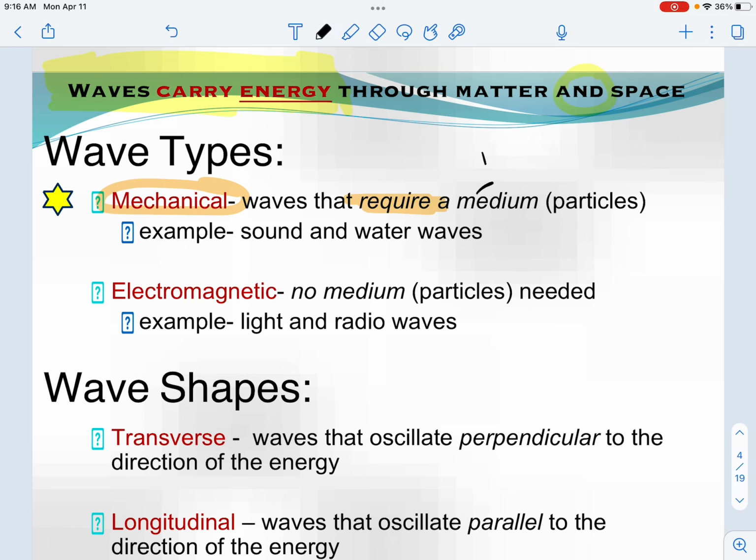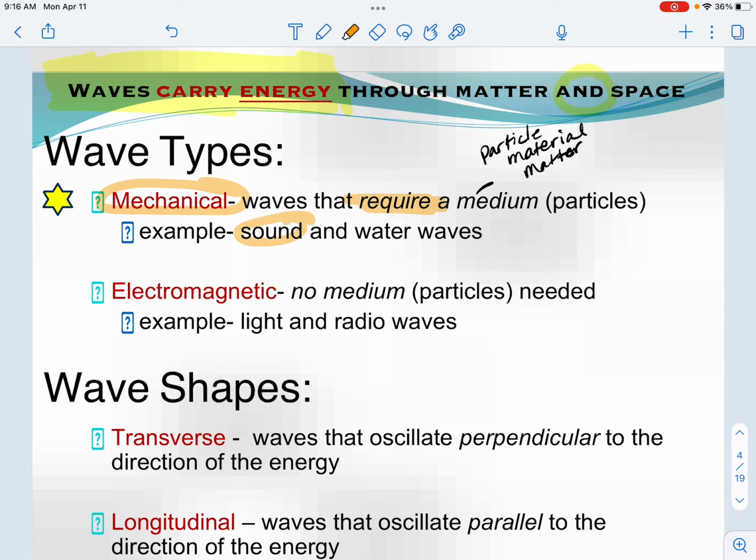need to have some sort of particles, a medium. A medium is a material. This means that we have atoms, we have matter. So waves that require atoms in order to allow that energy to be transferred. That is our mechanical wave. And so we will be focusing on mechanical waves in this chapter.